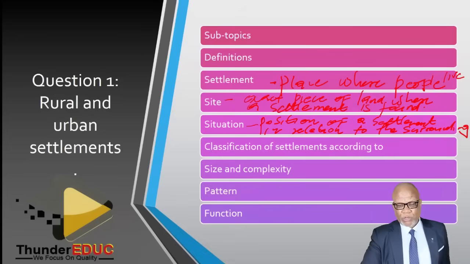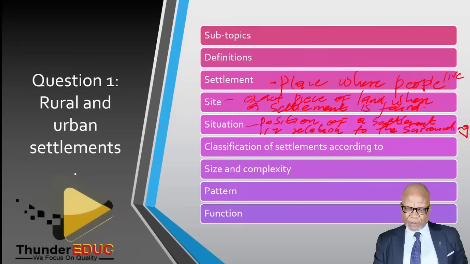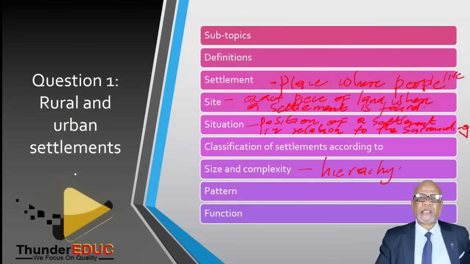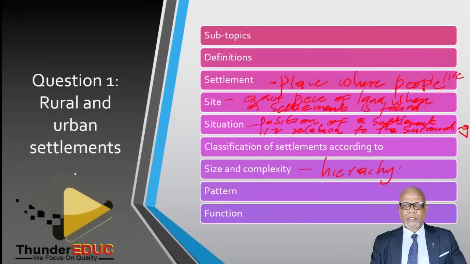Then we're going to be looking at classification of settlements. Settlements can be classified in a number of ways. Number 1, it can be classified as according to size and complexity. So when you're looking at the settlement, from the smallest to the largest. So size and complexity, you're ranking settlement. So this is sometimes called hierarchy. It is the classification of settlement from the smallest to the largest. So that is size and complexity.